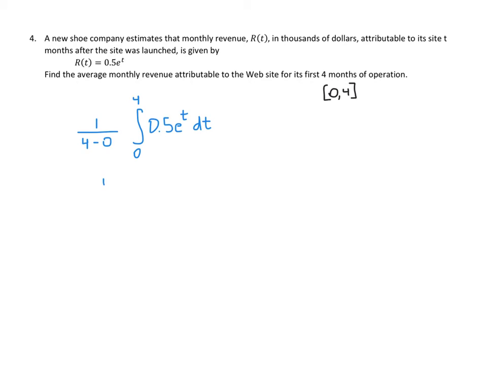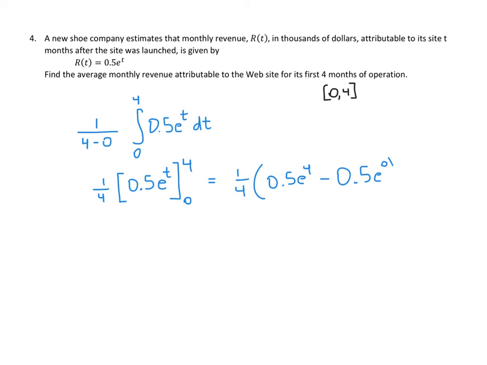Alright, so we're going to have 1/4, and then we would need to find the antiderivative of our revenue function. So our antiderivative is going to be 0.5 e to the t, since the antiderivative of e to the t is e to the t, integrating from 0 to 4. So we have 1/4, and then we're going to plug 4 into our antiderivative. So 0.5 e to the 4. Then we're going to subtract from that what we get when we plug 0 in. So 0.5 e to the 0.